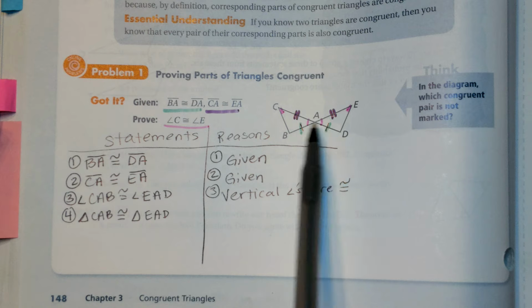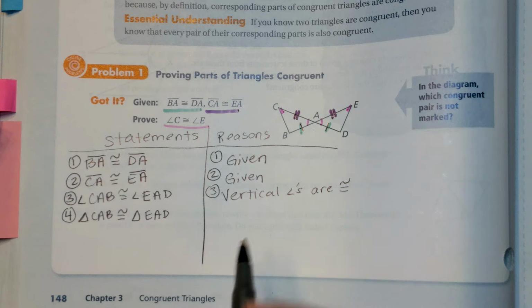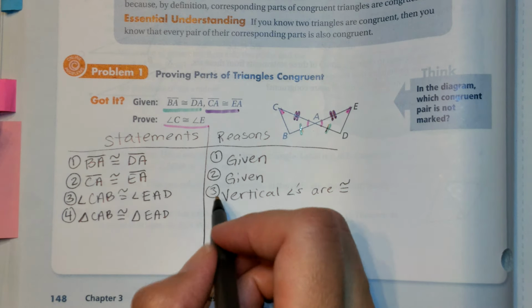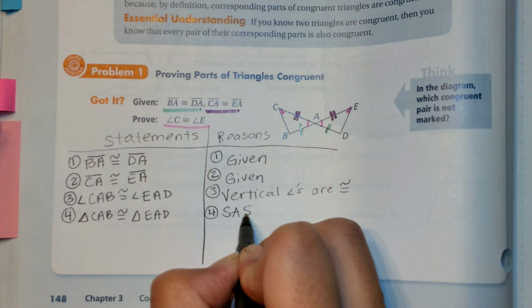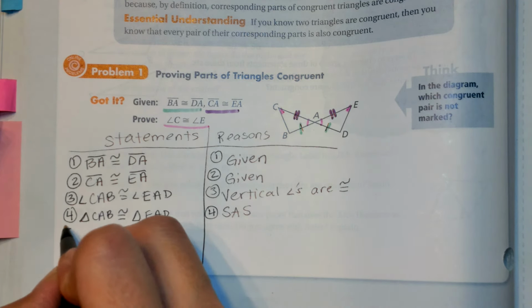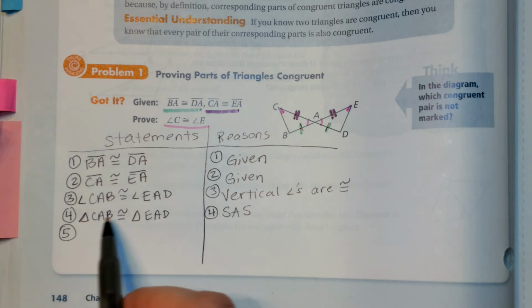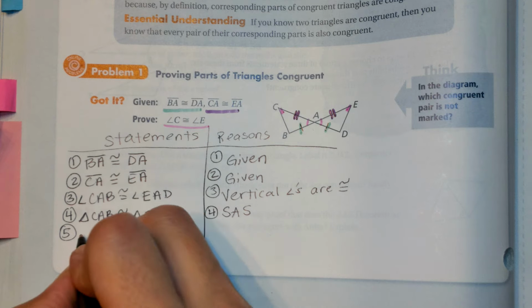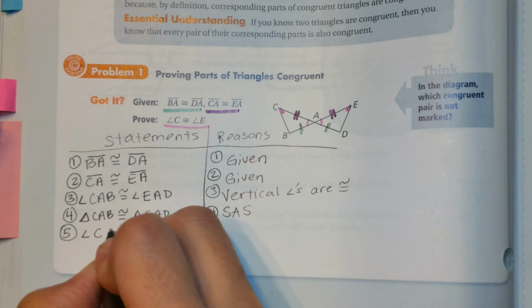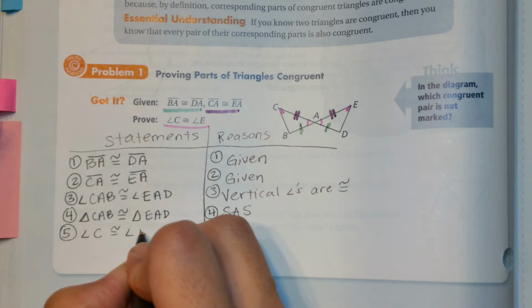So I can tell that they do match up with their corresponding points and sides and angles. The reason is side angle side. And then the last thing, like I said, once you have proven triangles are congruent, you can go to proving any kind of a part from the two triangles is then congruent.